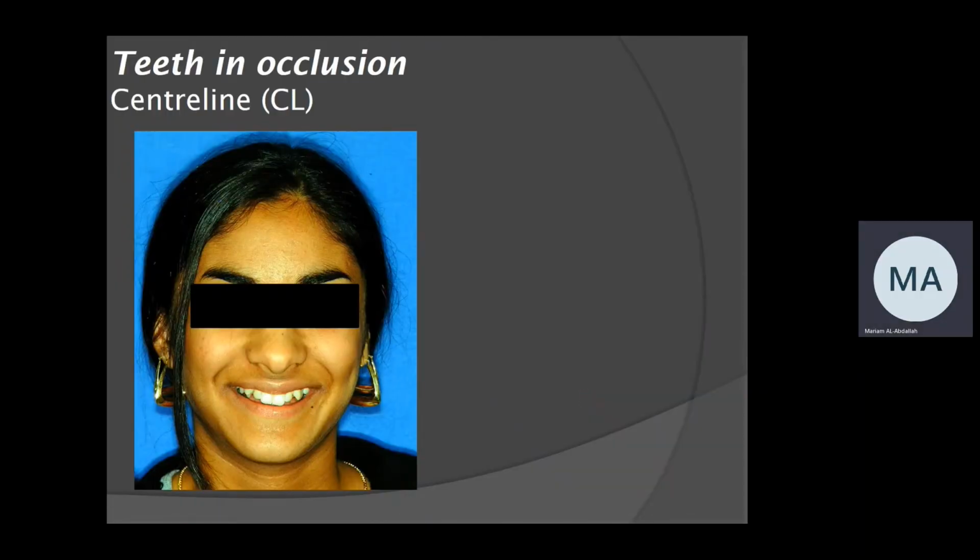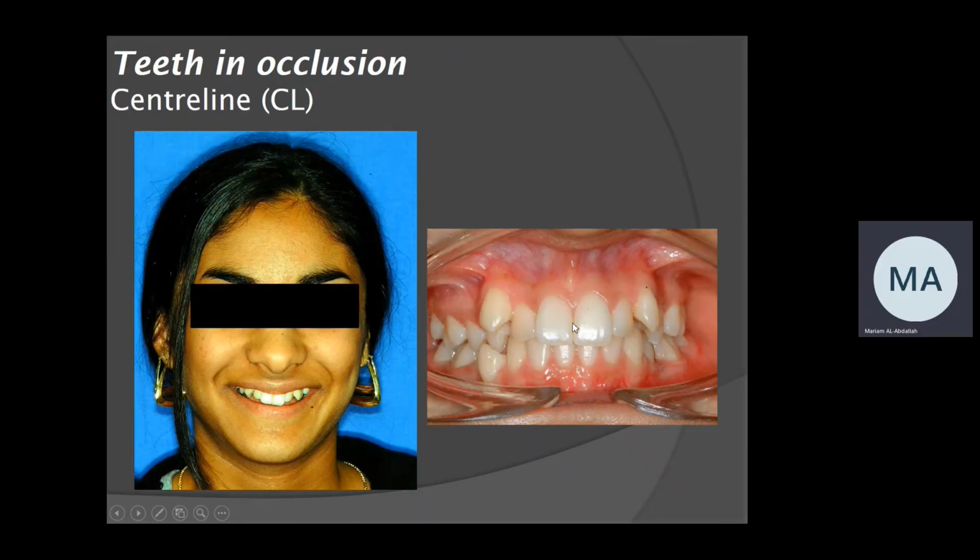Central line should be assessed by looking at the upper central line in comparison to the central line of the face. So if we look at this patient here, we ask her to smile, we look at the central line, you can see that the upper central line is shifted to the left about 2 millimeters. And then we compare the upper central line with the lower. So you can see that the lower central line is within the central line of the face, but the upper central line is shifted to the right, 2 millimeters, shifted to the right.